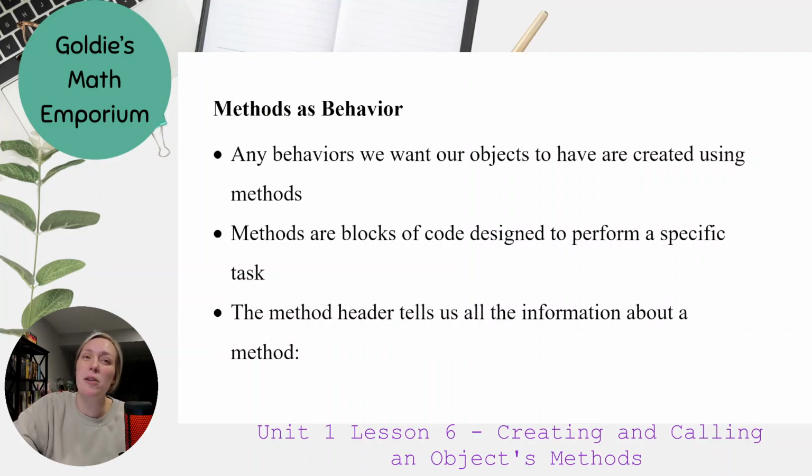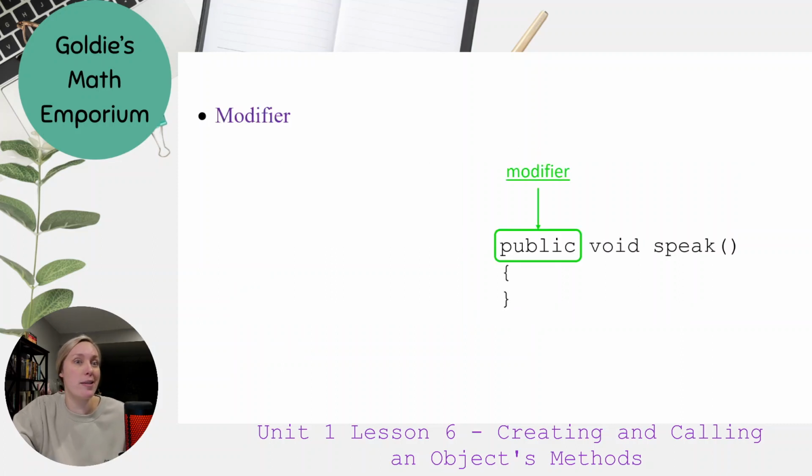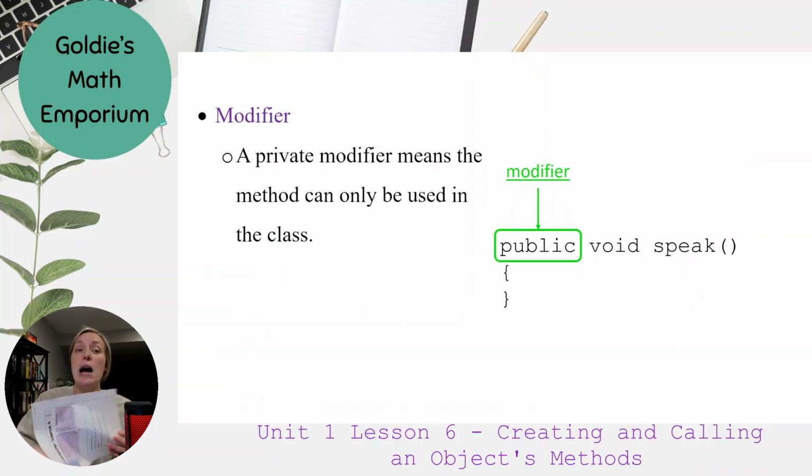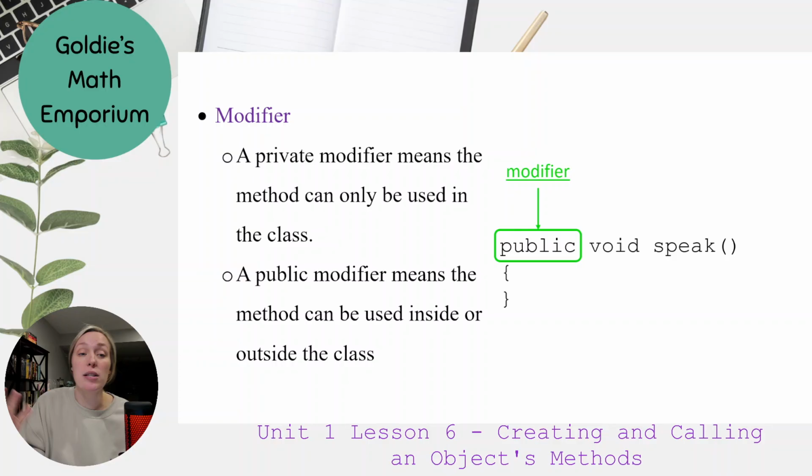Now, to first introduce methods, we have to talk about the method header, because the method header is going to define our method and really tells us everything we need to know about the method itself. Okay, so here's a method header, and a method header is always going to start with a modifier. Now, a private modifier means that the method can only be used inside the class, versus a public modifier, the method can be used inside or outside the class. Now, in our AP CSA course, most of our methods are going to be public. There's very few times where we would need to have a private method, but if it does come up, a private method can only be used within the class that it is defined. So we always start off with a modifier.